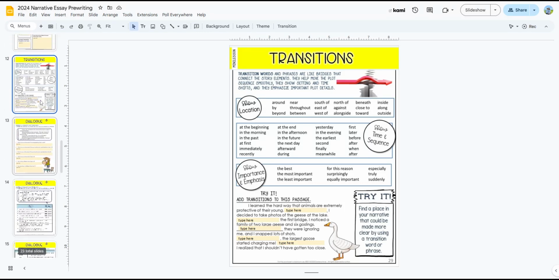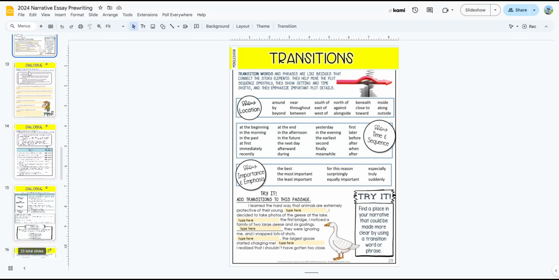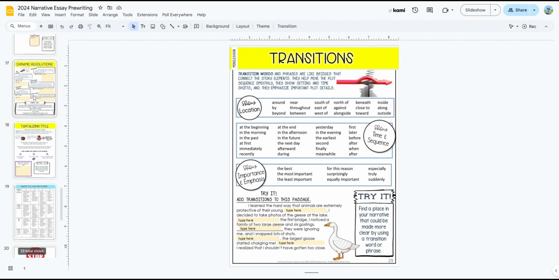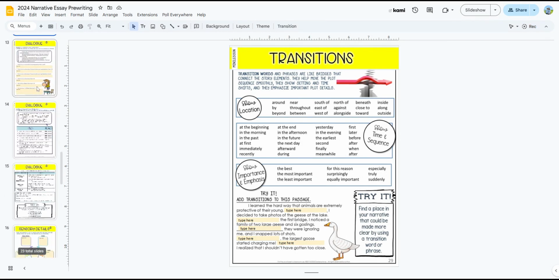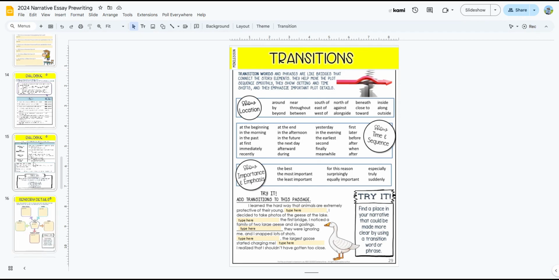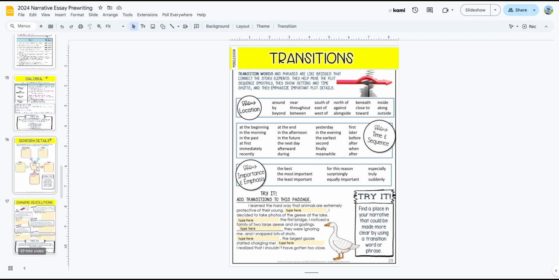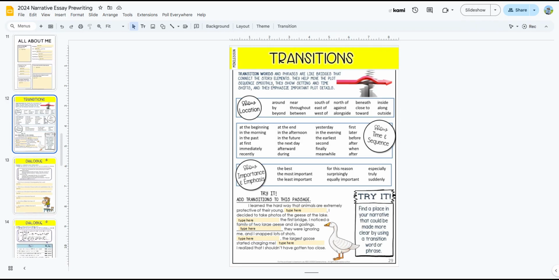Alright, so today we are going to be talking about slides 12 through 17, and that includes transitions. We have 3 slides that are about dialogue, 1 about sensory details, and then we'll start talking about dynamic resolutions, how you're going to end your story. So the first one is transitions.